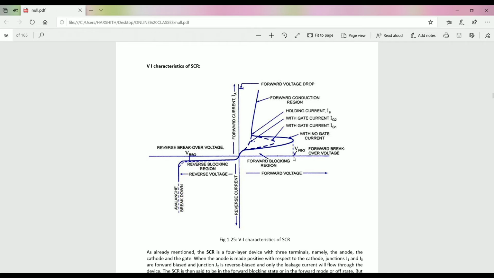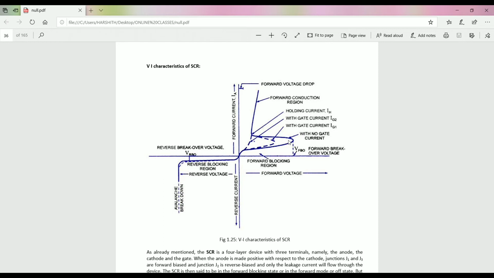It also shows that when the voltage increases up to VBO, in this condition the SCR turns on. In this region, the SCR is in the on condition and high current results. The drop across the SCR reduces suddenly, which is known as the ohmic drop. In the four layers, the current must be limited only by the external resistance in series with the device.